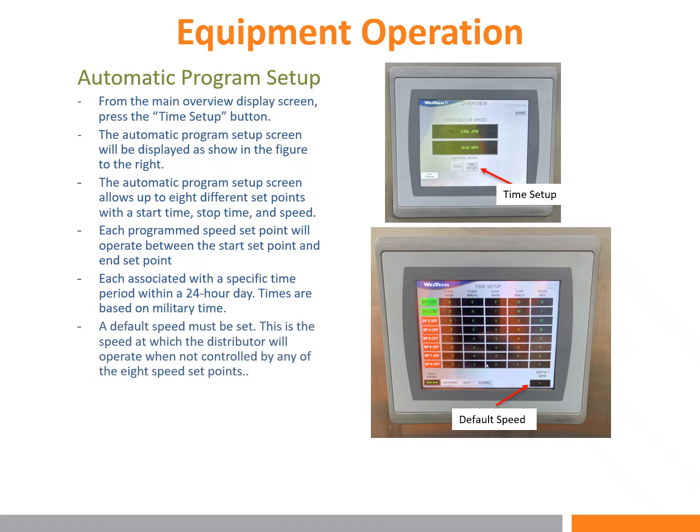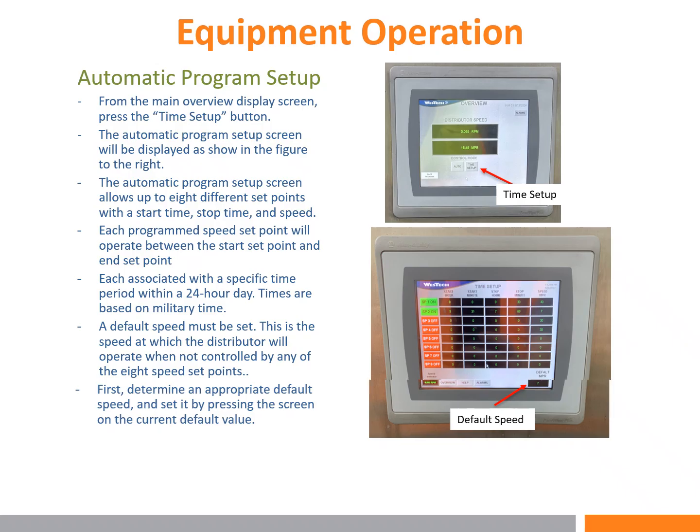A default speed must be set. This is the speed at which the distributor will operate when not controlled by any of the 8 speed set points. First, determine an appropriate default speed and set it by pressing the screen on the current default value.